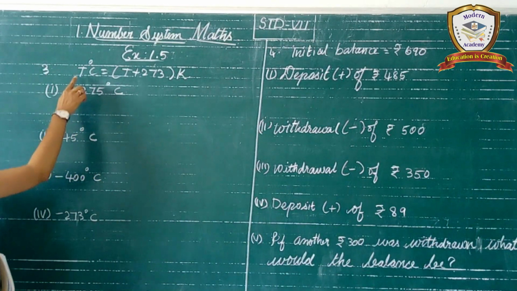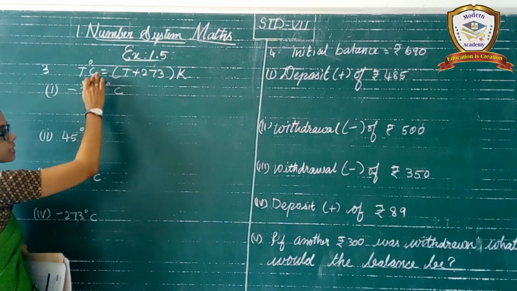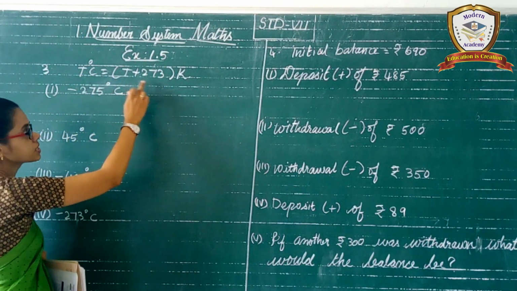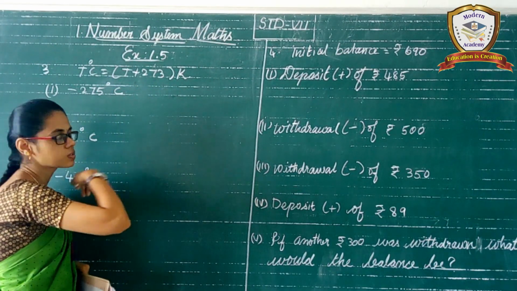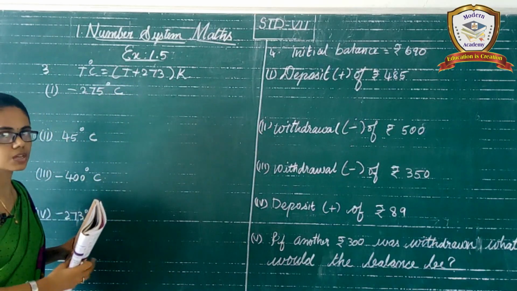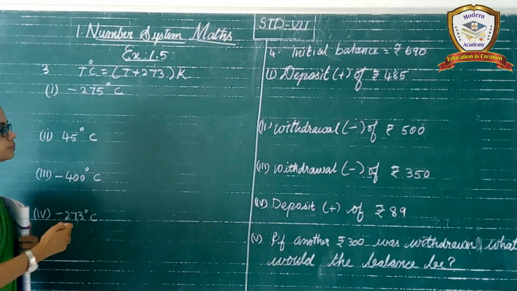What the relations means? T degree Celsius, that is Celsius convert to Kelvin, this is the formula. So T plus 273 Kelvin. So same like that remaining sums. Okay. So nearly 4 sums is given. So we have to work out one by one.